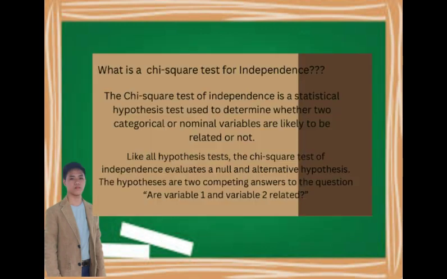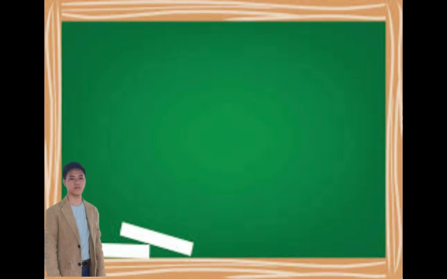I'll be continuing the topic by discussing one of the tests that is part of the chi-square tests, the chi-square test for independence. So what is the chi-square test for independence? The chi-square test of independence is a statistical hypothesis test used to determine whether two categorical or nominal variables are likely to be related or not. Like all hypothesis tests, the chi-square test of independence evaluates a null and alternative hypothesis. The hypotheses are two competing answers to the question: are variable 1 and variable 2 related?